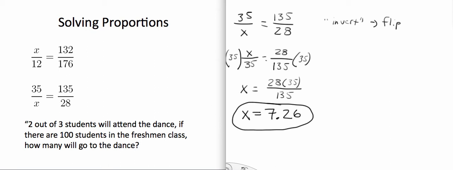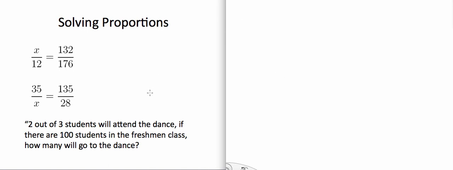And then the last one is a word problem. We've got 2 out of 3 students will attend the dance. There are 100 students in the freshman class. How many will go? So we've got 2 people are going to go, and there's 3 people total. Now we have to create the other proportion. I'm trying to figure out how many will go up top. So this is the will go, and this is total down here on the bottom.